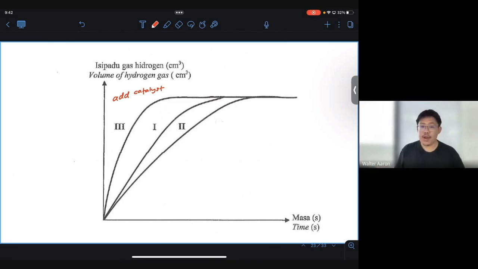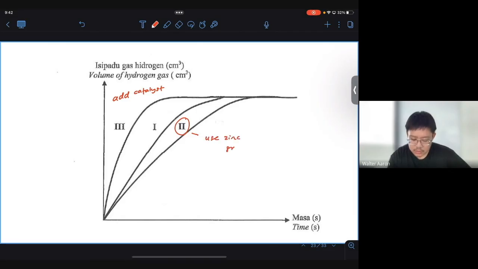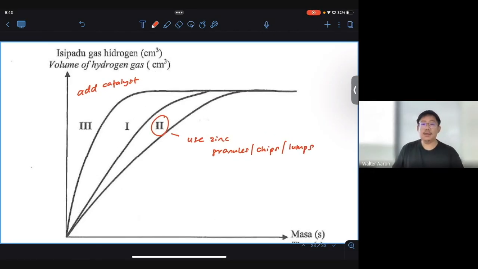To get a lower rate of reaction, what can you do then? You can change the size of zinc. Meaning to say, number 1 is powder, right? For number 2, you can use zinc granules or zinc chips or zinc lumps, up to you. As long as you mention anything other than the powder form, you should be able to get a lower rate of reaction.